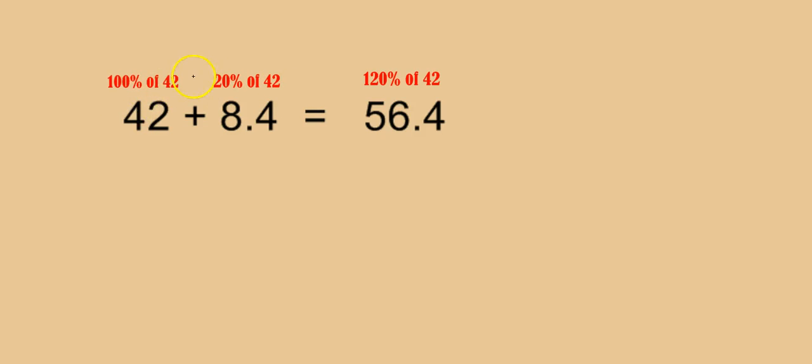So when we add those two together, not only are we adding 42 and 8.4, but we're adding 100% of 42 to 20% of 42. So altogether, we've got 120% of 42. 56.4 is 120% of 42. The 100% we started with plus the 20% we increased it by. So this number here is 120% of 42.